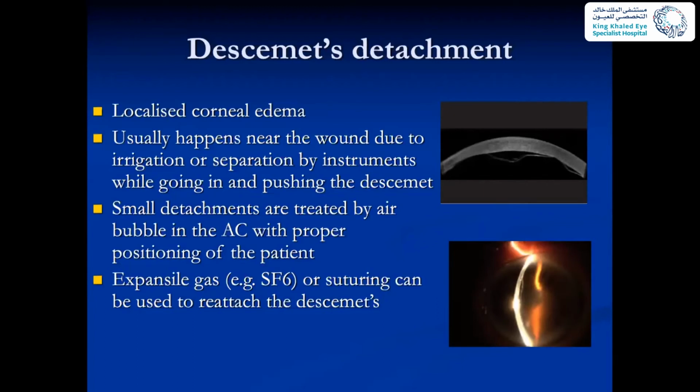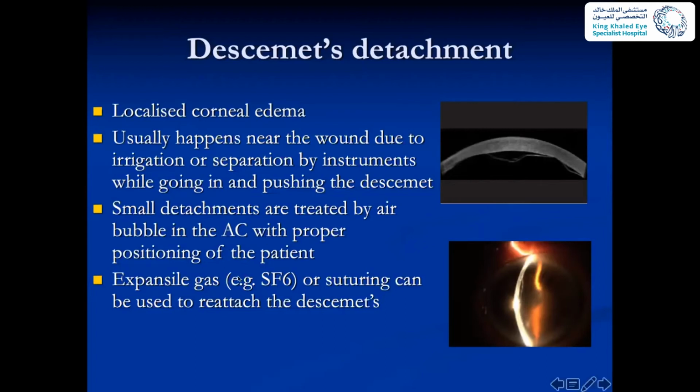So, for example, if the patient is having a temporal wound and you are seeing some limited detachment there, after you are putting the bubble, you instruct the patient to lie on the other side. So the air always goes up, and when the patient lies to the other side, up is temporal, and it will tamponade the Descemet detachment that is there.